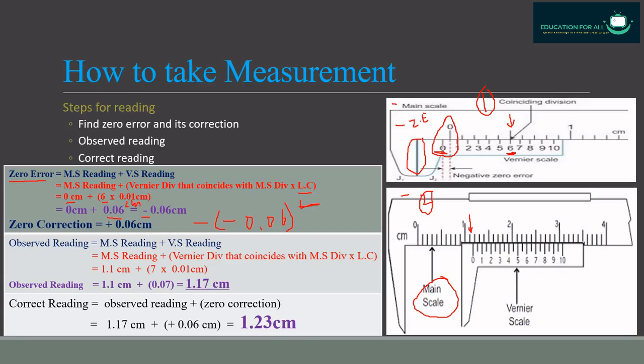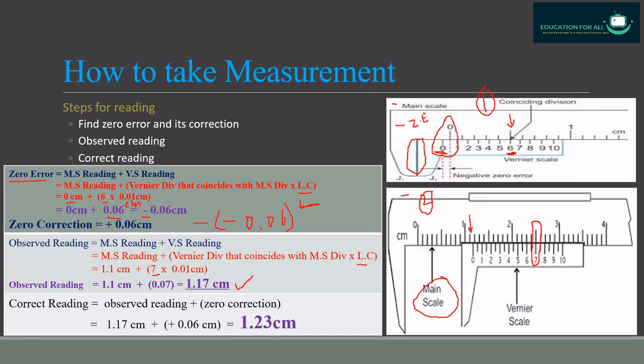Plus, again, the vernier scale reading: how will you take it? You will again check which division is coinciding. Here 1 is not coinciding, 2 is not coinciding, 3 no, 4 no, 5 no, 6 is a little bit, but exactly the 7th division is coinciding with the main scale division. So I will write 7 here, 7 multiplied by the least count. The answer is 1.17. You got the observed reading.